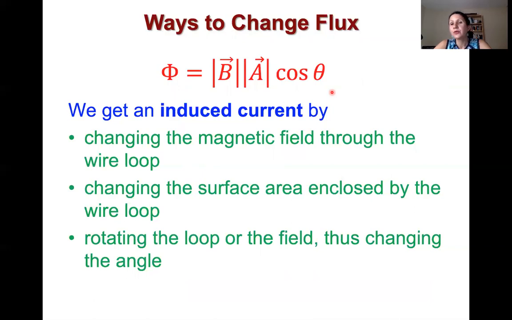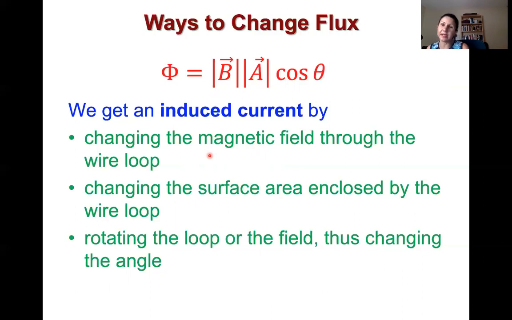Okay, so again, for this current to be induced in our loop, flux must be changing. How can we change the flux? Remember, this was the equation we just introduced for flux. There are 3 variables here, and you could change either one of them or multiple of them at the same time. So what is changing magnetic field? That's for B. How can we change that? Let's say we had a magnet and we moved it closer or farther away from our loop. That would change its strength.